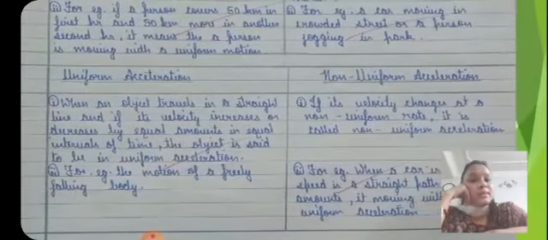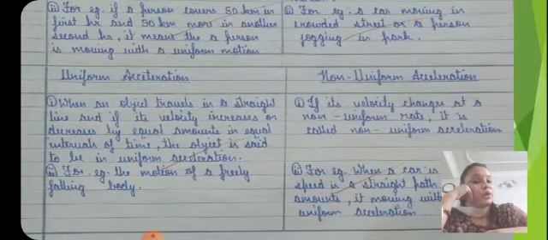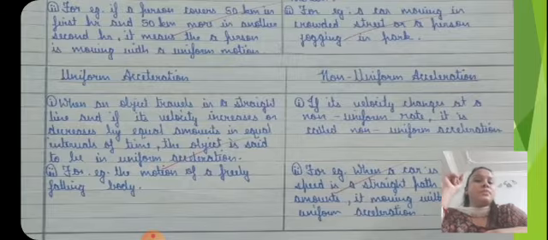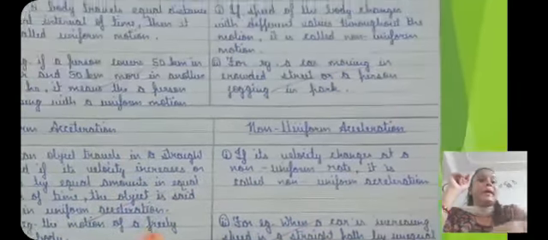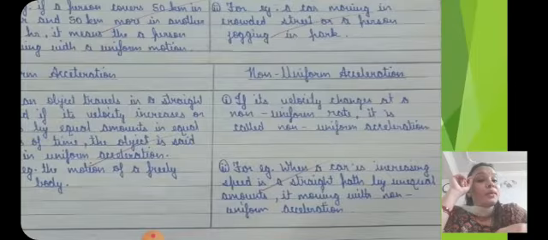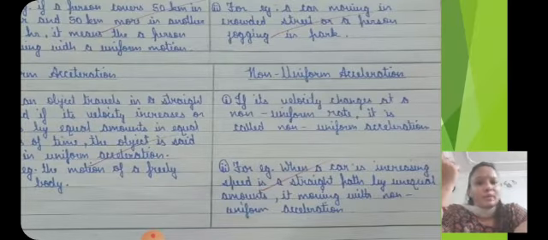For example, the motion of a freely falling body is the best example of uniform acceleration. And on the other side, when a car is increasing speed on a straight path by unequal amounts, it is moving with non-uniform acceleration. When a car is increasing speed on a straight path with unequal amounts of velocity, it is known as non-uniform acceleration.